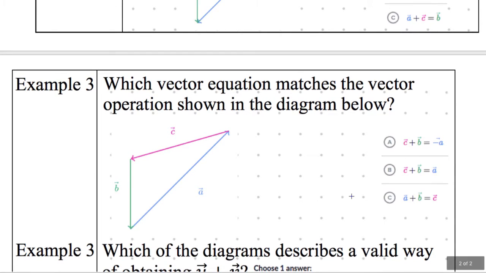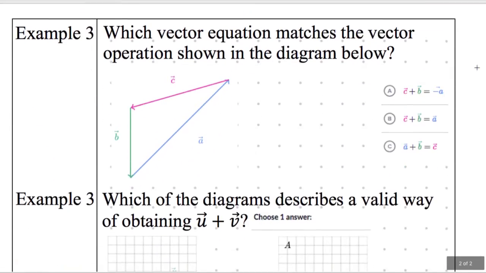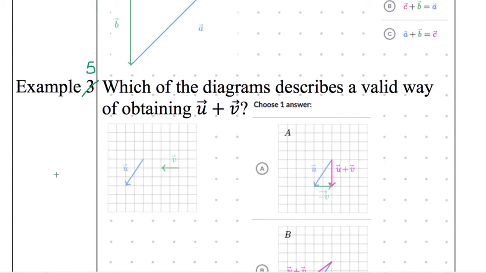For some reason, I have this labeled example 3 over and over again. That is definitely a typo. This should be example 4, and this should be example 5. This is what happens when you wake up at 3 in the morning to try to make notes.